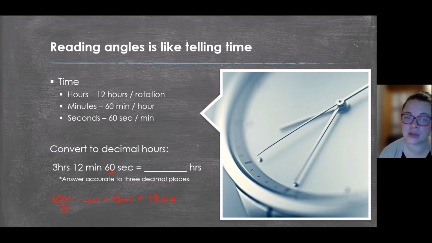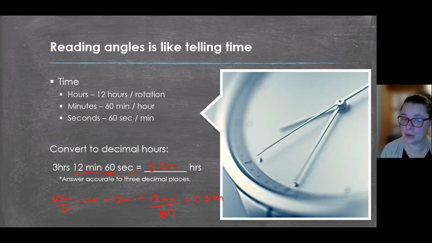Now that we have our 13 minutes, we're going to divide that by 60 to get the part of an hour, because there's 60 minutes in an hour. So what we're doing is we're just going through and doing our conversion. If we take 13 and divide it by 60, you'll get 0.217 hours. And then we add on the original. So we know we had 3 hours to start, and we're going to add on 0.217, or 217 thousandths of an hour, to add in this part.